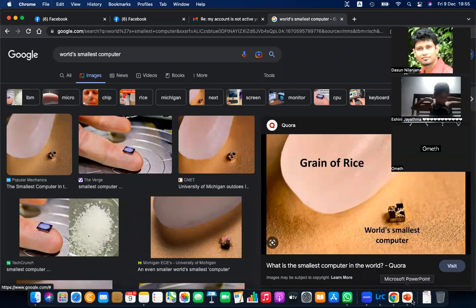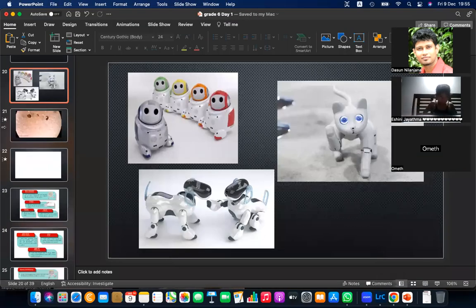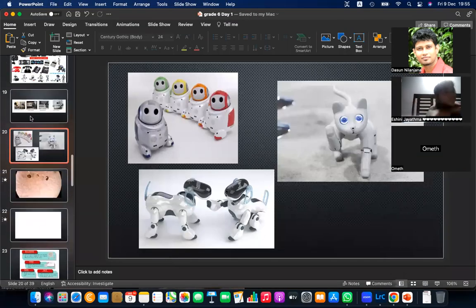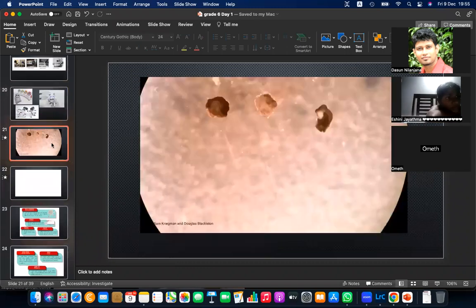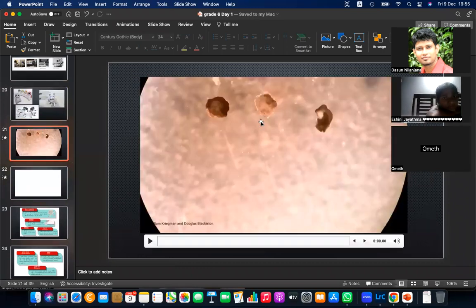Okay. So that is for the fact. And I said this last day, if you can remember, what is this? Can anybody remember this? This is called Xenobot. This is a biological computer.